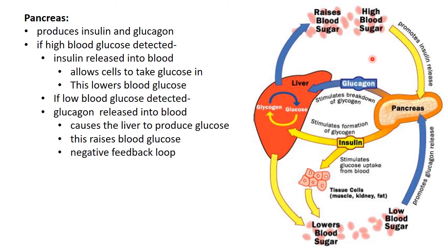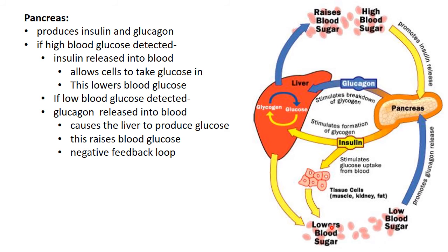So let's imagine that we have high blood sugar, and this is detected, and this causes the pancreas to produce insulin. So in this loop, the pancreas produces insulin, and that causes the tissue cells, for example the muscles, the kidneys, the fat cells, to take glucose into them from the blood. So high blood sugars travel out of the blood into the cells where they're used for energy, and this causes the blood sugar to drop to normal levels.